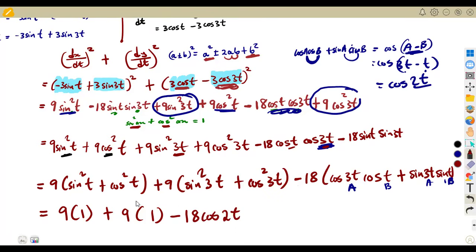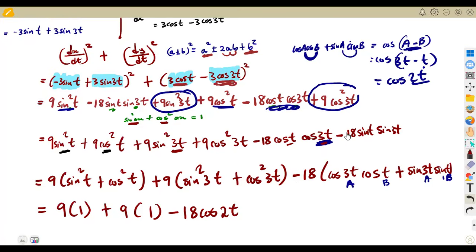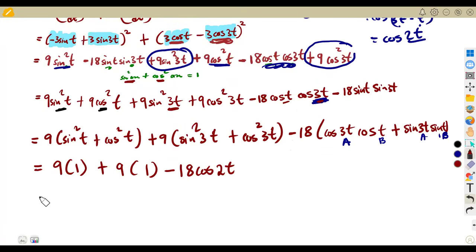Guys, we have to be careful in our simplification. These are now applications of your identities, all right, from our N4. So let us continue here. If we check properly again here, we can combine 9 plus 9, which is 18. So we have got 9 plus 9, which is 18, minus 18 cosine of 2t. So from this here, yes, it's in simplified form, if you check this.